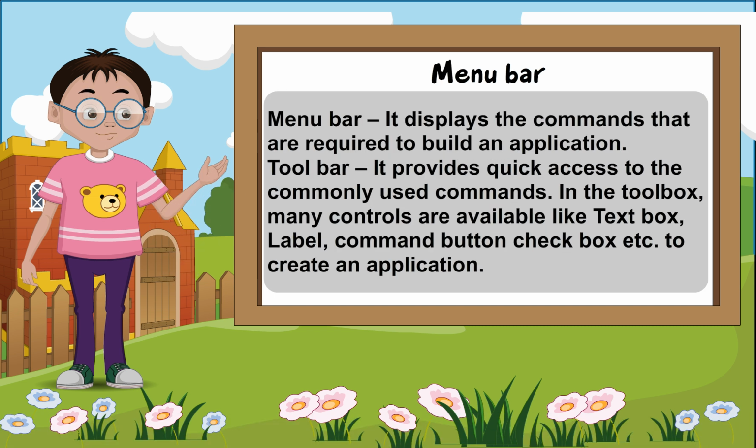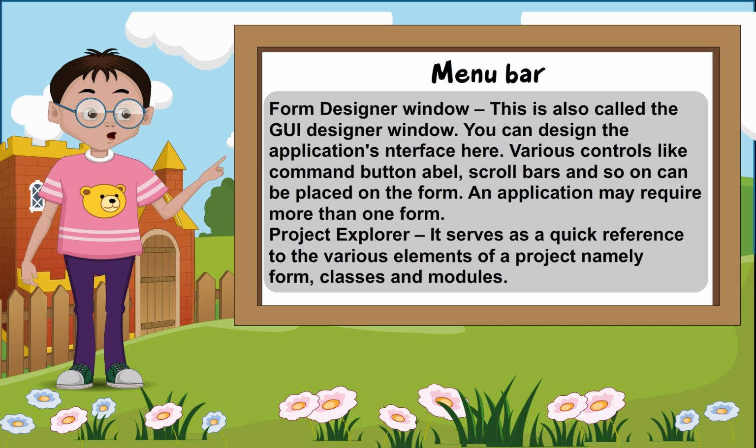Menu bar. It displays the commands that are required to build an application. Toolbar. It provides quick access to the commonly used commands. Toolbox. Many controls are available, like text box, label, command button, checkbox, etc., to create an application.